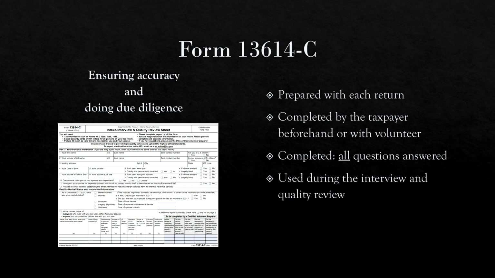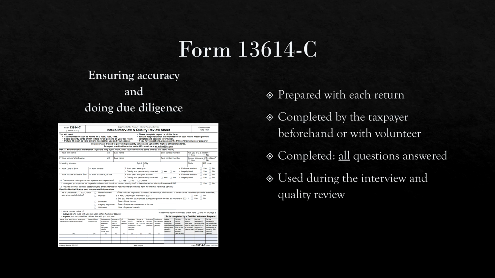On to the second part of our intake process, we fill out Form 13614C, and this is to ensure the accuracy of our returns and also help us do our due diligence. It needs to be prepared with each and every return, and it can be mostly completed by the taxpayer beforehand, or it can be completed with a volunteer. It does need to be completed, and that means that all of the questions get answered. And if anything gets marked unsure by the taxpayer, it will need to be discussed and changed to either a yes or no, and we'll see more about that later.